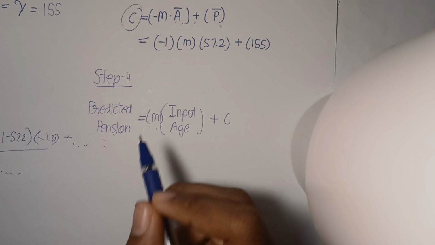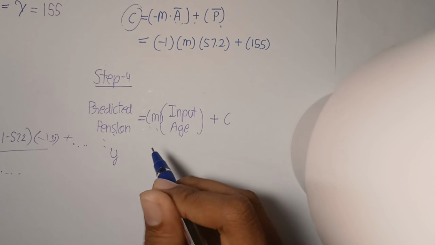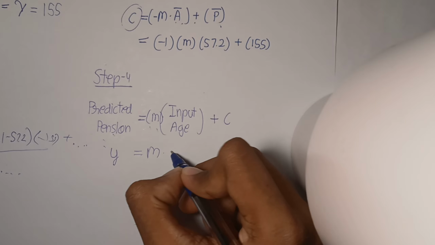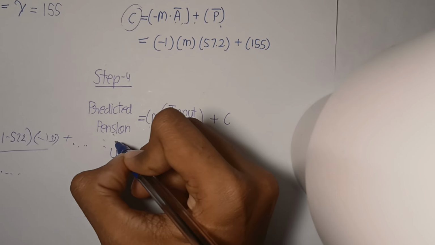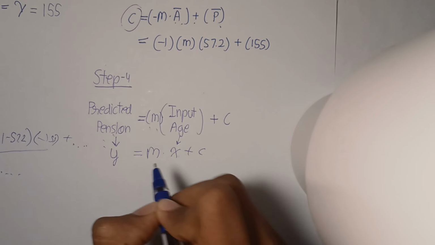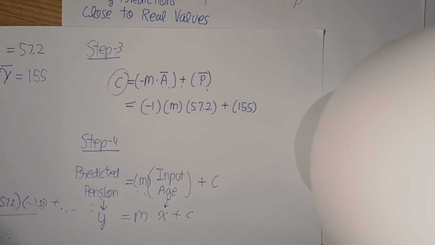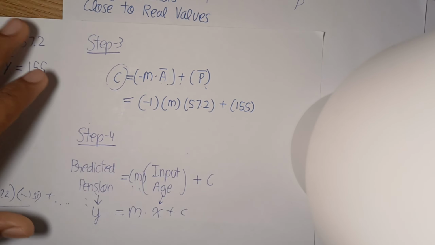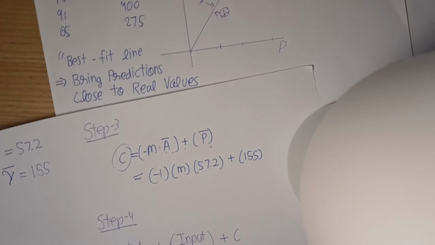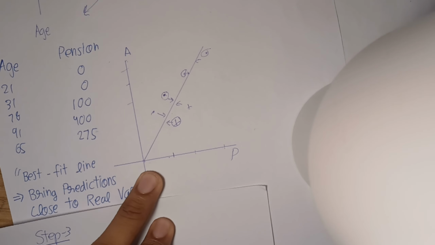Now this might look a little bit similar, and that is because our predicted pension here is the value of Y, which is equal to m into x plus c, where y is our predicted pension and our input age is x. And that's really all there is to it. Our algorithm uses this equation in order to bring the predictions as close as it possibly can to the real values.